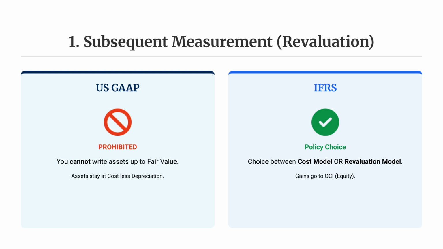The biggest visible difference is revaluation. Under IFRS, you have a policy choice. If you own land that has tripled in value, you can choose the revaluation model and write that asset up to fair value, booking the gain to equity. Under US GAAP, this is strictly prohibited. You are stuck at the cost model. Even if that land is worth billions more than you paid, the balance sheet must show the historical cost. This creates a large amount of hidden value in many US corporations compared to their international peers.